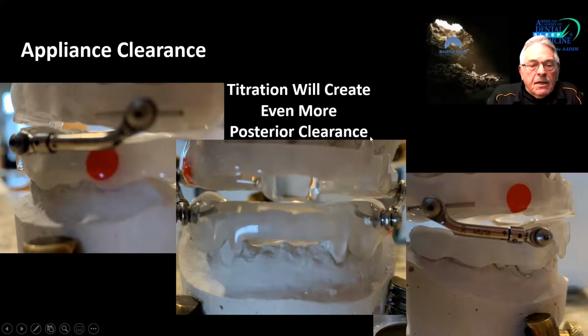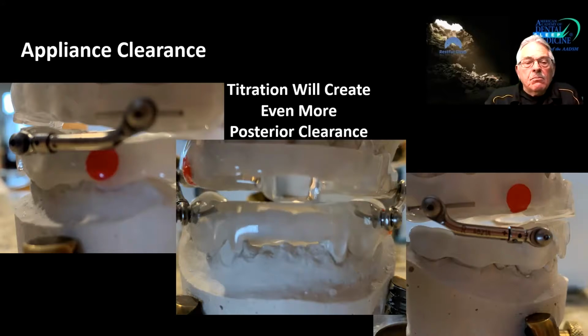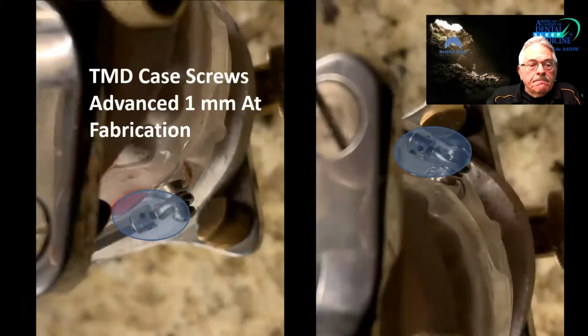So also keep in mind this minimal clearance I might look like I have back here. At titration, as the condyles continue down the glenoid fossa, I'm going to get even more clearance in the back, and that's as the condyles descend.